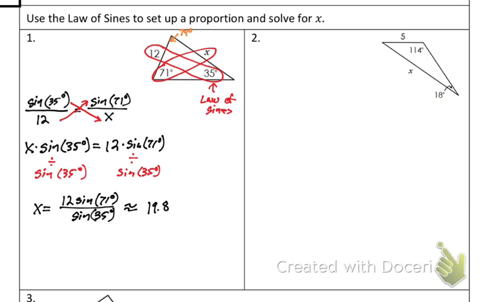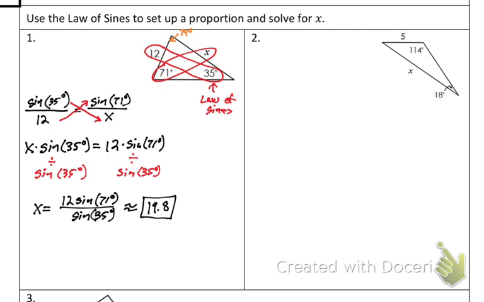19.8. Did we all get 19.8? Are we going with 19.8? Okay, then I'm going to move on. We have 19.8 rounded to the nearest tenth.